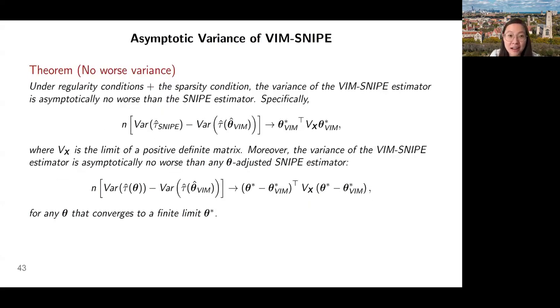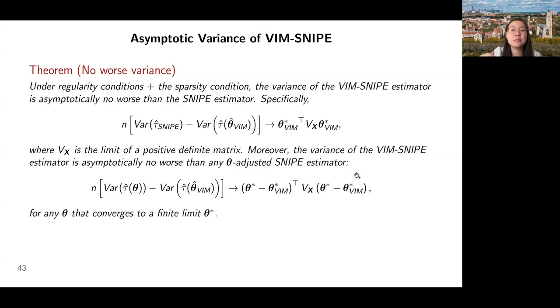We could show that under some regularity conditions and the sparsity condition, the variance of the Wien snap estimator is asymptotically no worse than that of the snap estimator. Specifically, the difference of the variance times n converges to this form. We have some positive definite matrix. So for whatever theta star here, this is going to be a non-negative number.